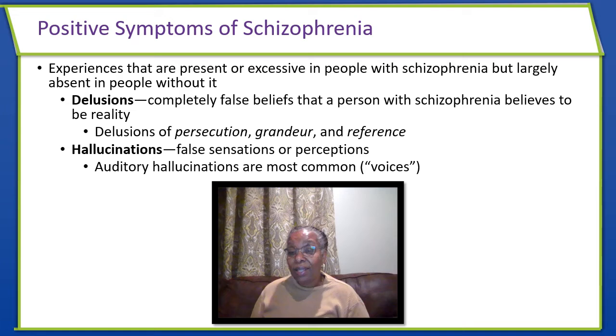Another symptom that we look at is hallucinations. One of the things I want to say is these are false sensations as well as perceptions. There's three main types: auditory, where they're hearing things; visual, where they're seeing things; and tactile, where they're feeling things that are actually not there. The most common type of hallucination for a person with schizophrenia is generally going to be auditory because they're hearing voices within their head.